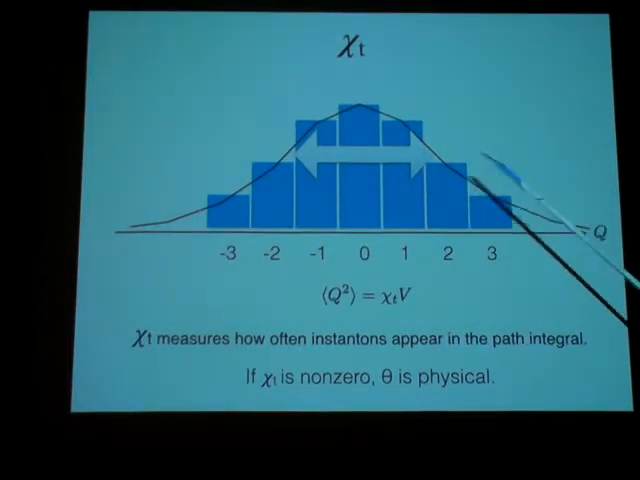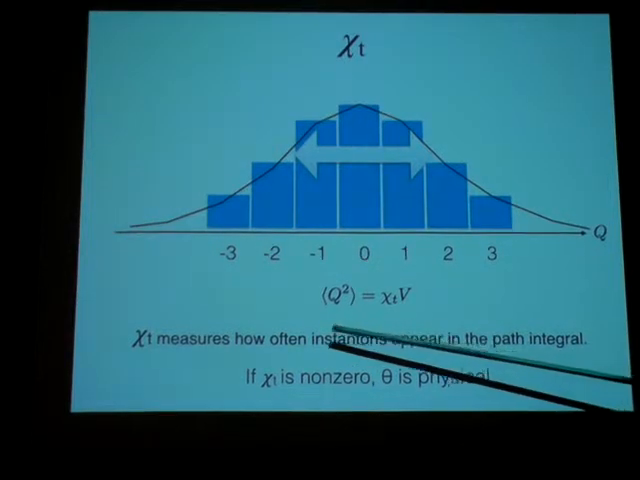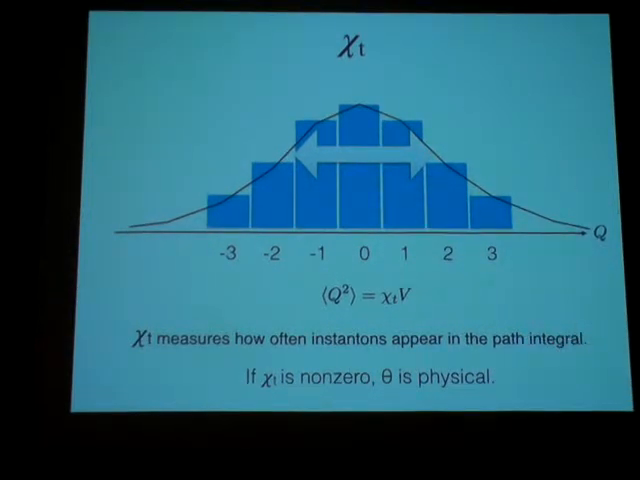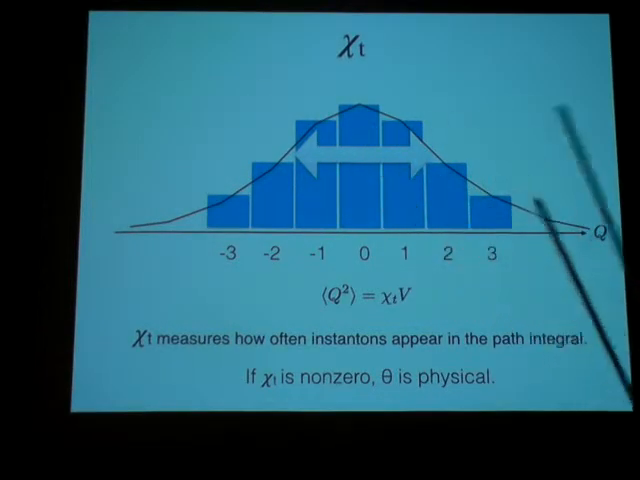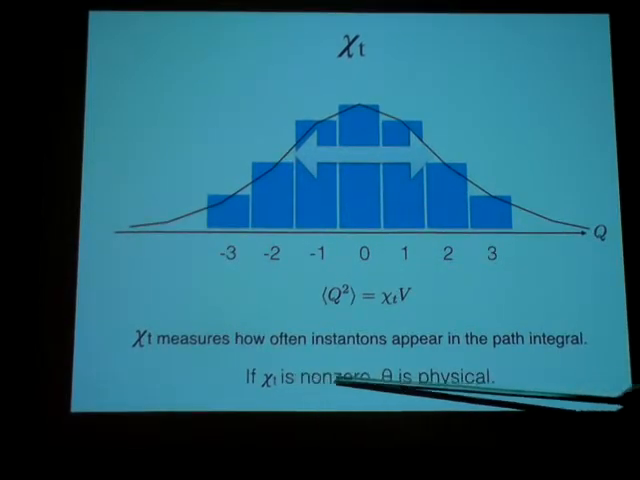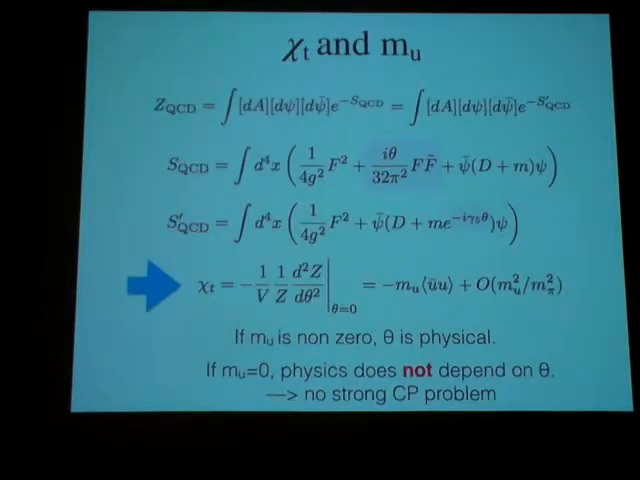But anyway, it is clear from this picture that you can really measure the chi_t. So the chi_t really measures how often an instanton appears in the path integral. That means if chi_t is zero, you always get the zero configuration. The non-trivial topology configuration doesn't appear if chi_t is zero because the standard deviation is zero. Right? So if this is non-zero, as I said, theta is physical. So if you find one instanton configuration anyway, then for sure theta is physical. So this is the quantum level question. And one more important thing is that chi_t is pretty much related to the quark mass.